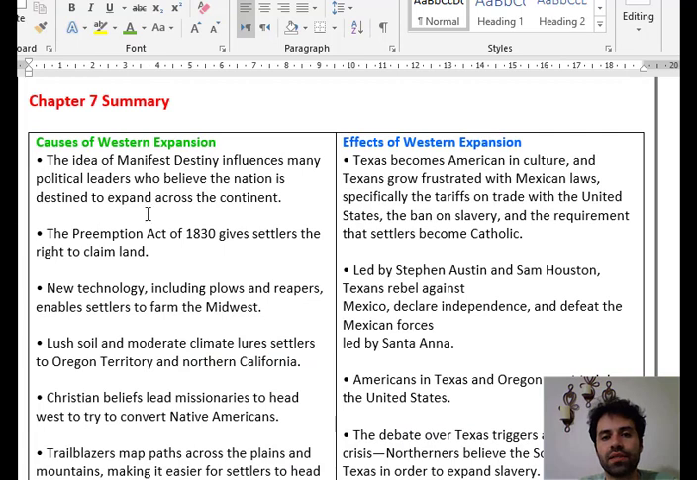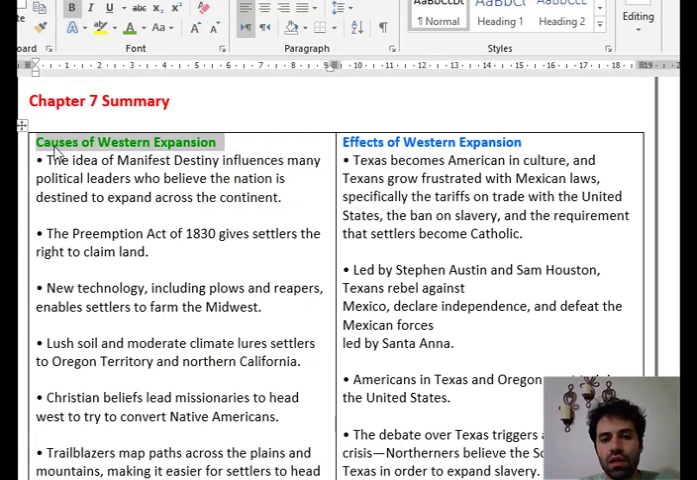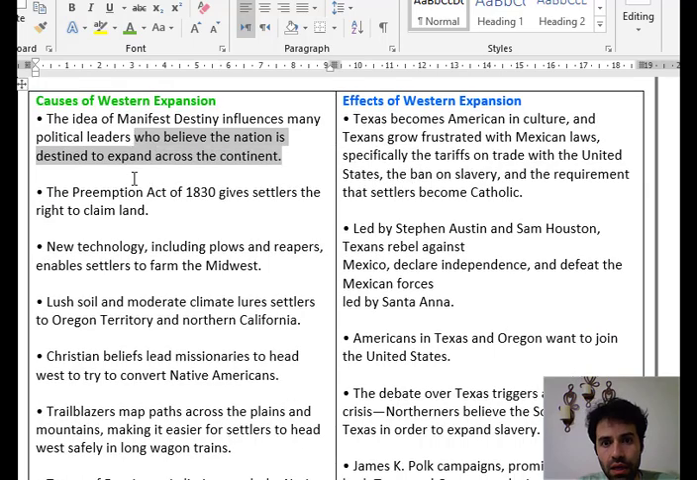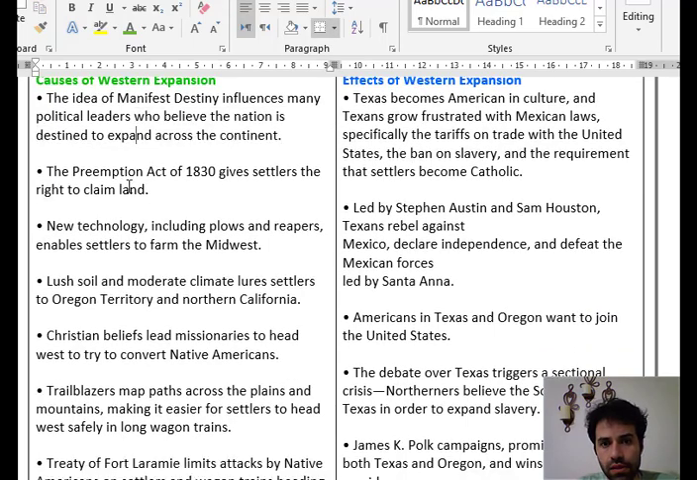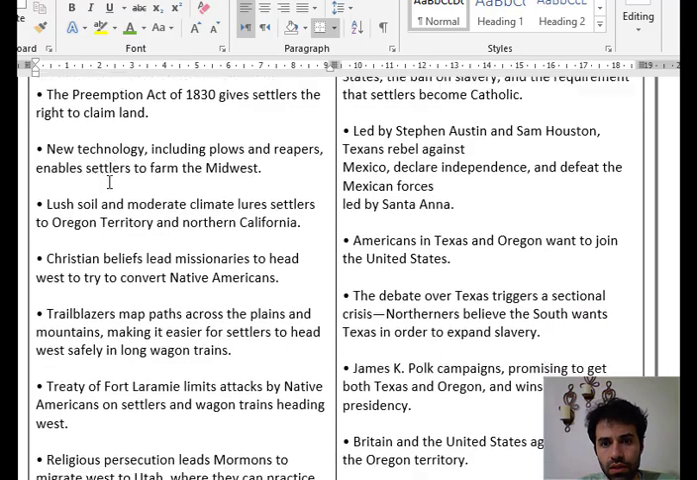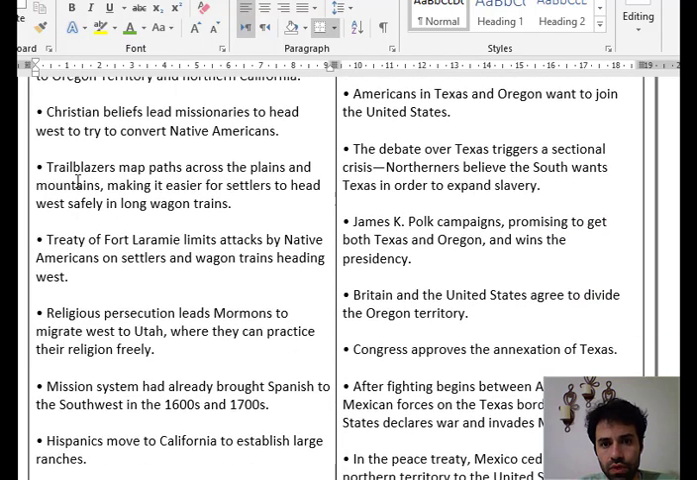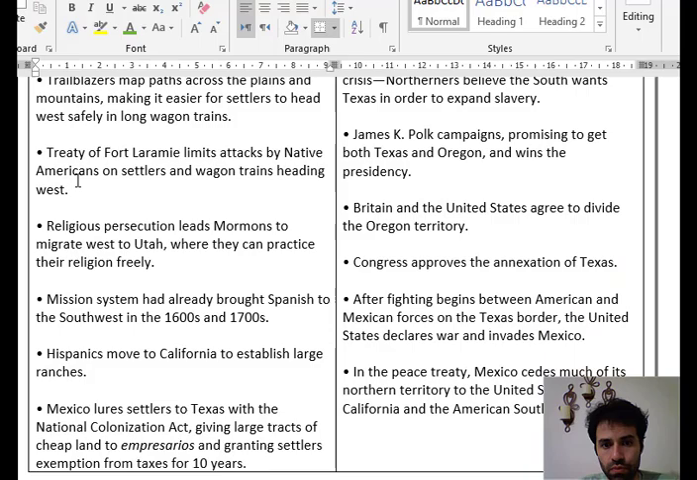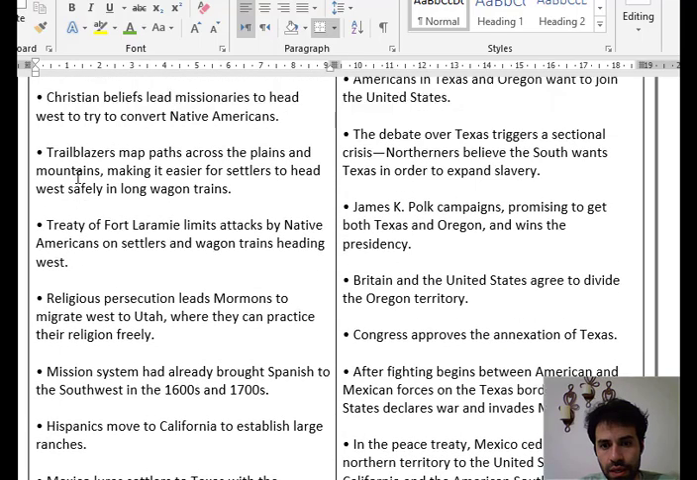So as you go ahead and study, we talked about the causes of Western expansion. The main cause was for people to find new and large land for farming, because basically they were doing mostly farming. There are many other causes. I would like you to study them yourself. I'm just going through the most important ones.